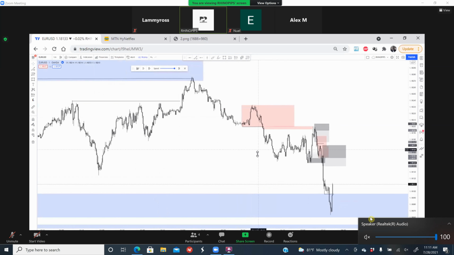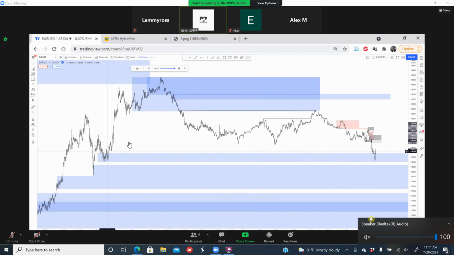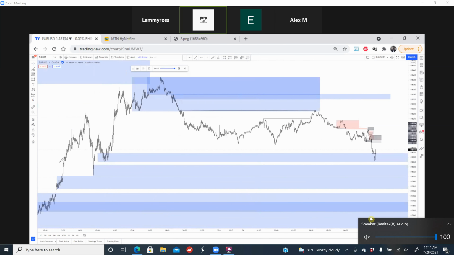Price rejected towards the end of my zone. Remember, you should know where you are expecting inducement. That should be profit taking. This is what I'm expecting, inducement here.